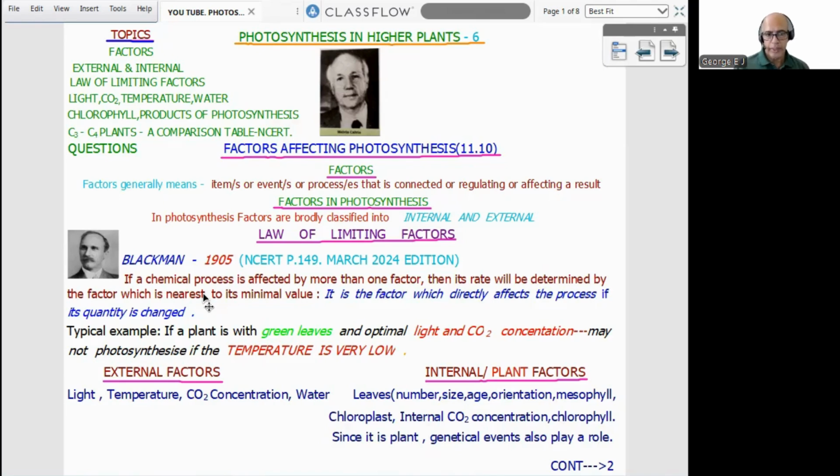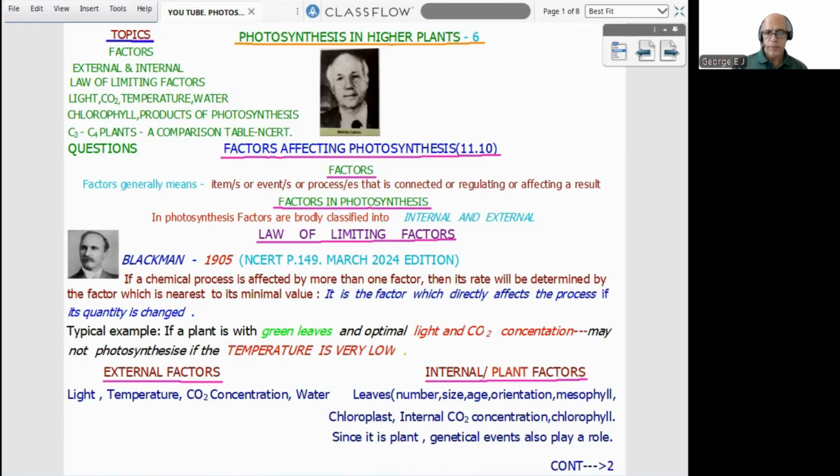What is the idea behind it? If a chemical process is affected by more than one factor, that is at least two, then its rate will be determined by the factor which is nearest to its minimal value. It is a factor which directly affects the process if its quantity is changed. So, minimal value. That is the law of limiting factors. Very, very important for exam point of view.